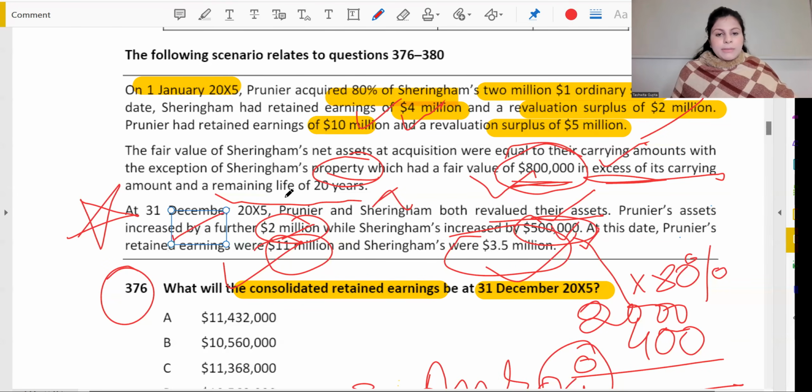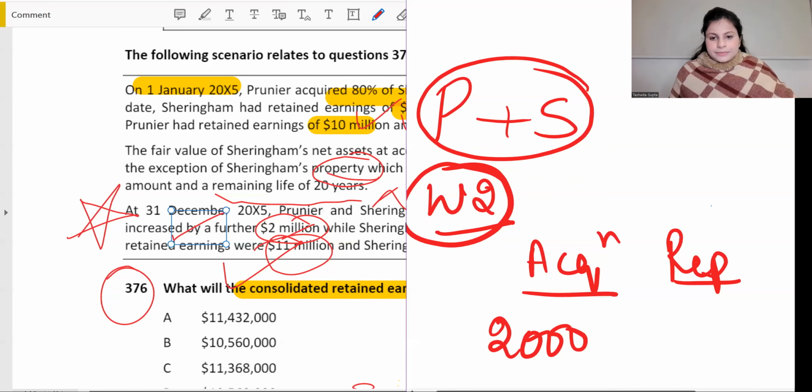Everyone, come on, chat box. Are we clear on this? Why we didn't take 800? Which 800? Okay, wait.